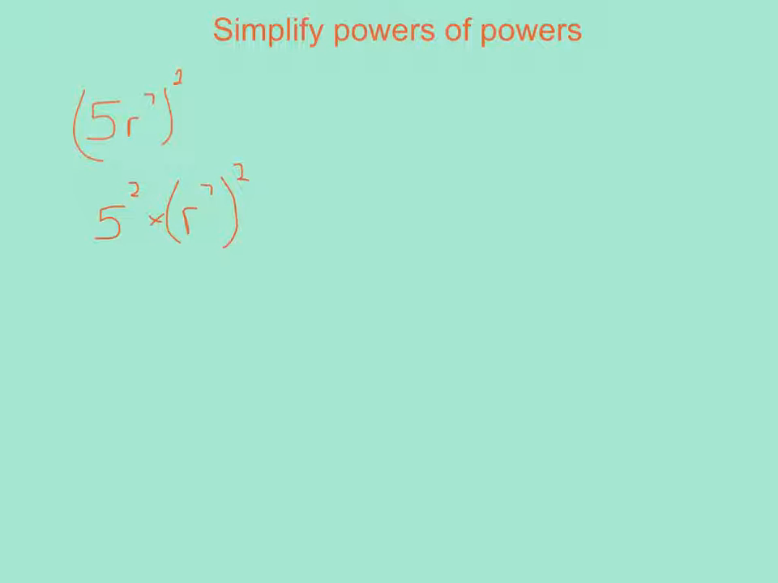Now, I do 5 squared, which is 25, times r to the 7th power here. And we now know that if you find the power of a power, we can just multiply those. So we're looking at r to the 14th power. So if I were to write that, then my final answer would be 25 r to the 14th power.